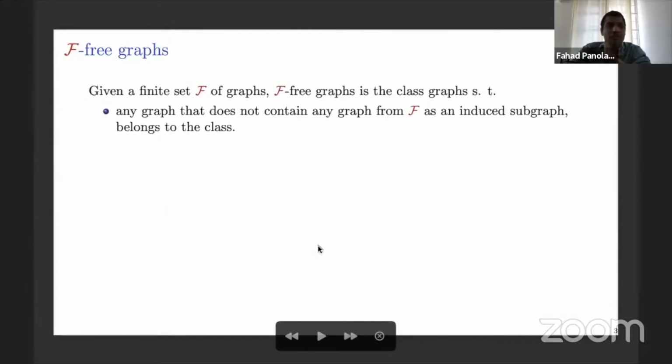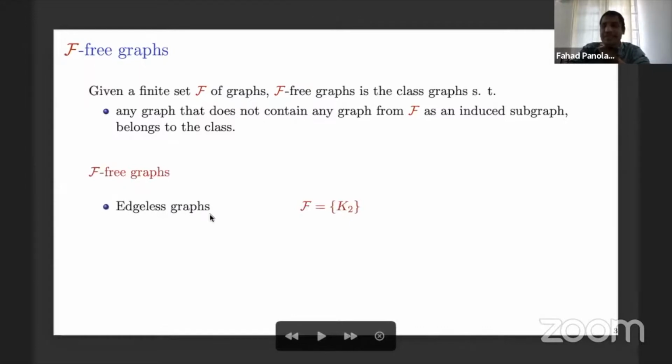Now I want to define some special hereditary graph classes. So, given a finite set of graphs F, an F-free graph class is a class of graphs with the following property: no graph in the class contains any graph in F as an induced subgraph. So, look at our examples which we have seen.